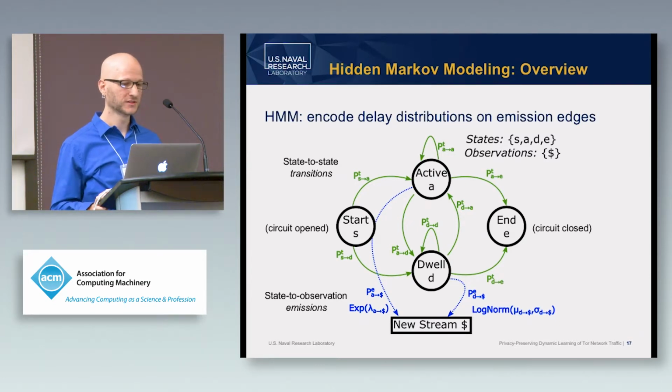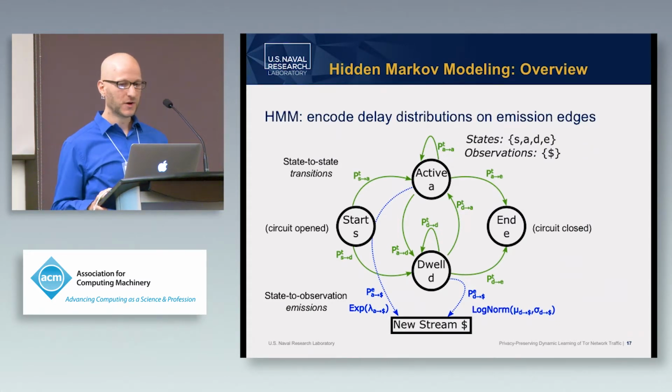So the green arrows represent state-to-state transitions, and the blue arrows represent state-to-observation emissions. So in certain states, you can actually emit an event. And all of these edges have probabilities associated with them. And on the emission edges, we can model different distributions of delay times. So how rapidly do we want to create streams?